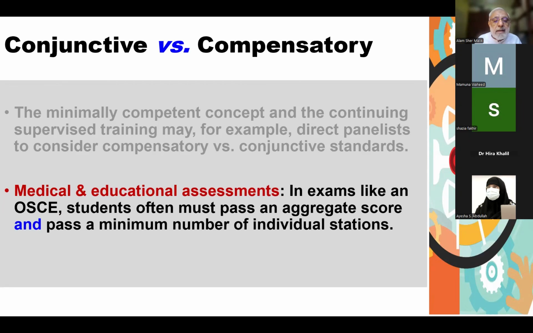In medical and educational assessment in exams like an OSCE, students often must pass an aggregate score and pass a minimum number of individual stations because some stations are so critical. For example, this is a station on cardiopulmonary resuscitation. The student must pass that station. And obviously the minimum competence level or cutoff score would be very high because of the nature of that station. So that is the conjunctive and the compensatory approach.